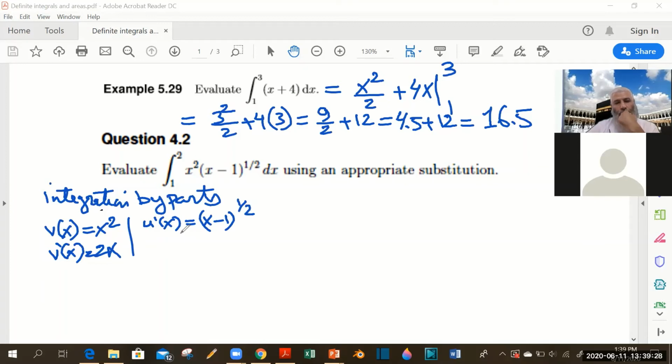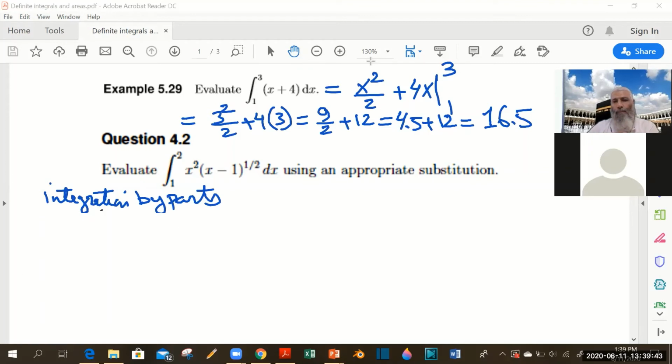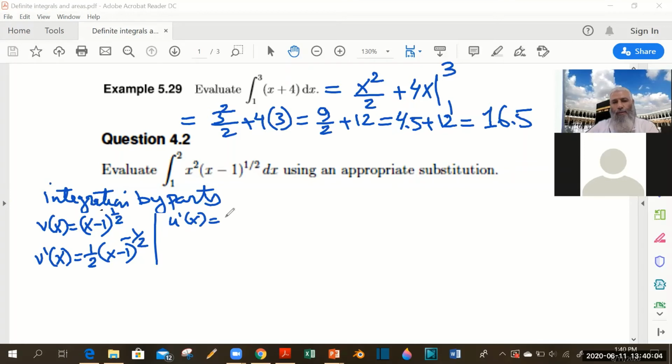u(x) we can't do it. Yes, we can't. So now can we change, swap v and u? Yes. So v(x) is x minus 1 power 1/2. v'(x) is 1/2 times x minus 1 power negative 1/2, right? And u'(x) is x cubed.